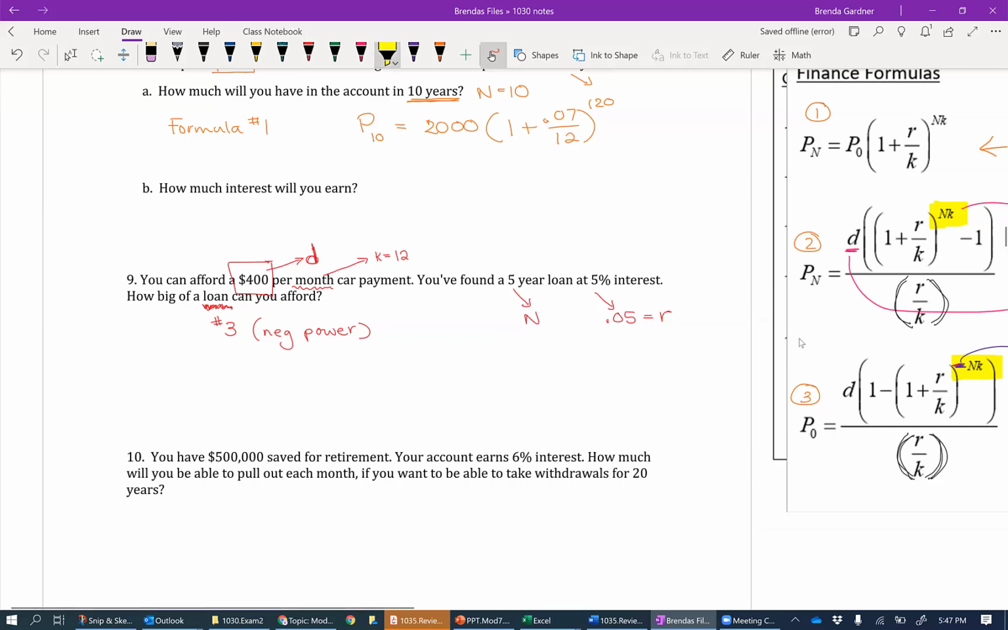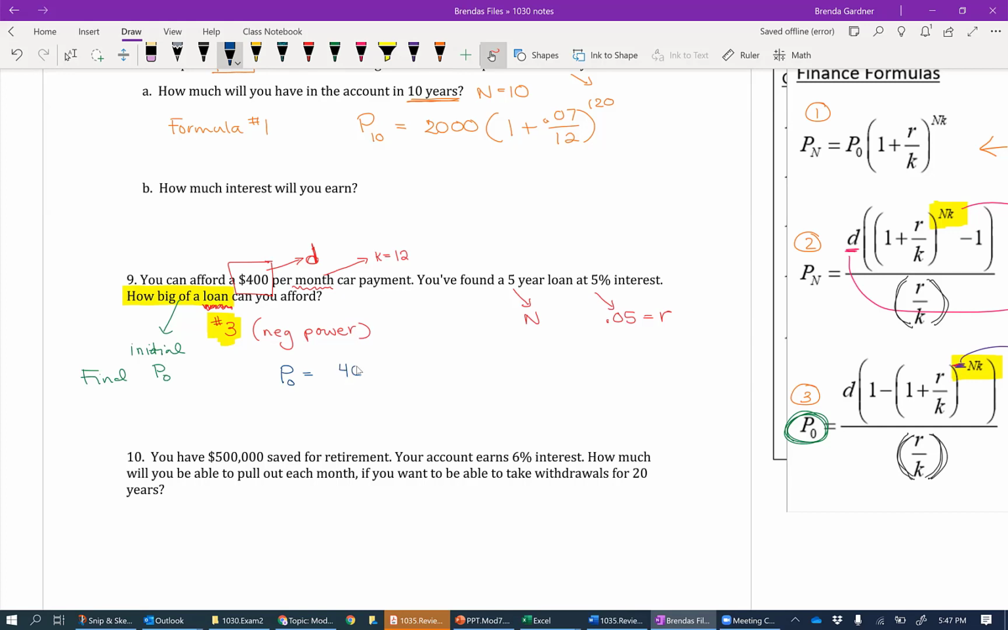The other thing I want to point out why this is also number 3 is because it's saying how big of a loan, but that means my initial amount too, right? So you want to find P sub 0. So that means I'm going to find this P sub 0 over here, and everything that you're given is on the right-hand side. That's another reason to help you see that you need to use that third formula. And then, of course, I'm going to just plug it in.